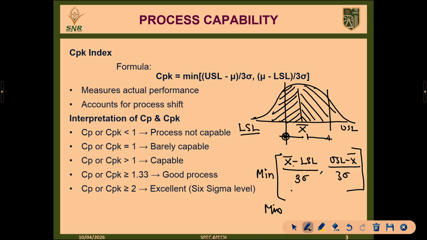Now consider point 1 and point 2. Point 1 has moved far away from the central position. There is a possibility that the process will deviate slowly towards the upper specification limit. There is a chance of moving beyond that at the earliest time.